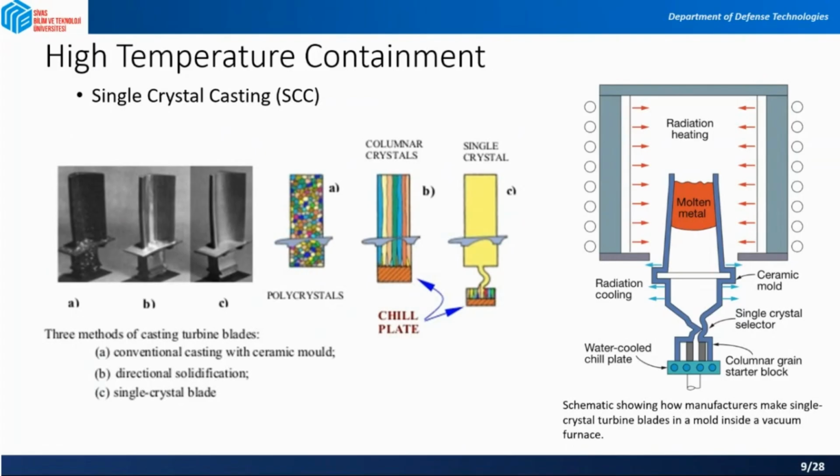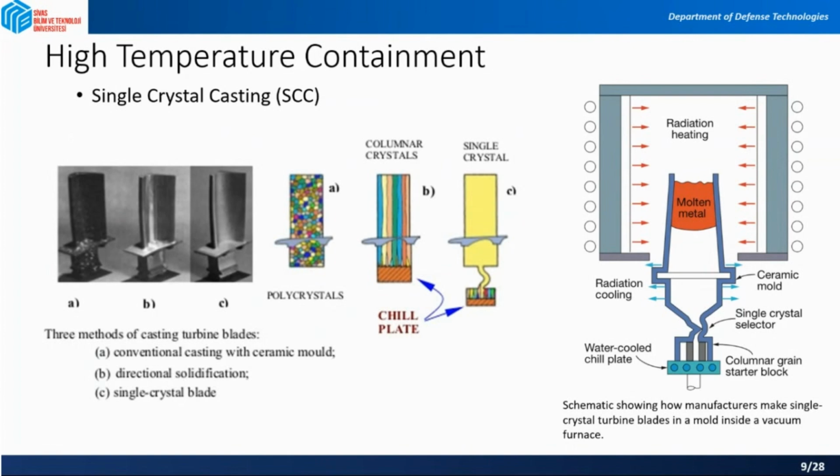There are some ways to do this, let's say, containment from the high temperature. And the first thing is the single crystal casting or SCC. So single crystal cast plates are grown from a single crystal in a vacuum casting furnace from some super alloys, and they increase the turbine's efficiency and individual blades service life, and they give it very high resistance to high temperature creep and fatigue.